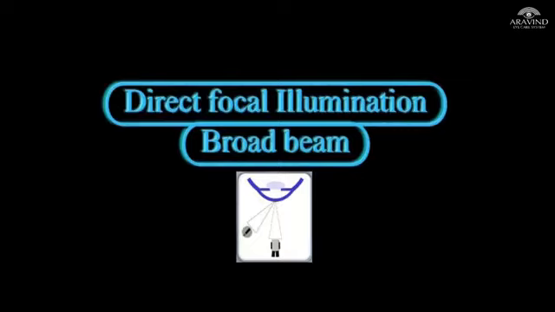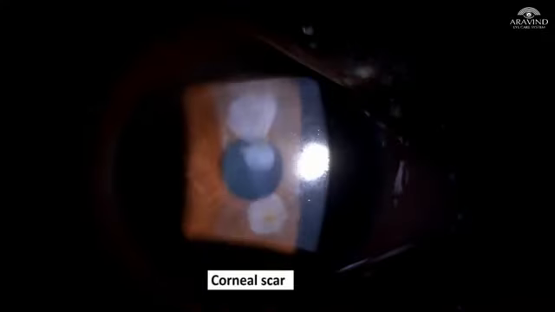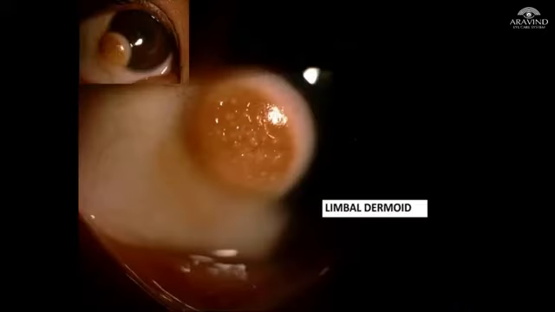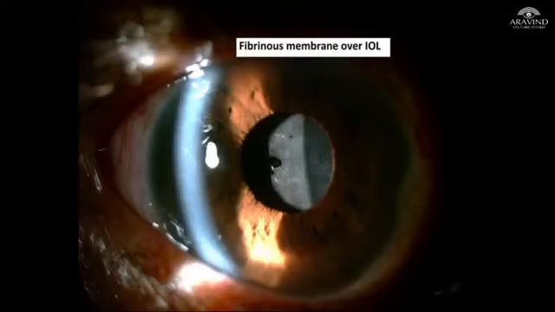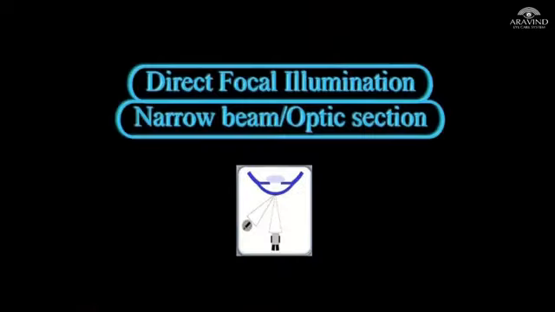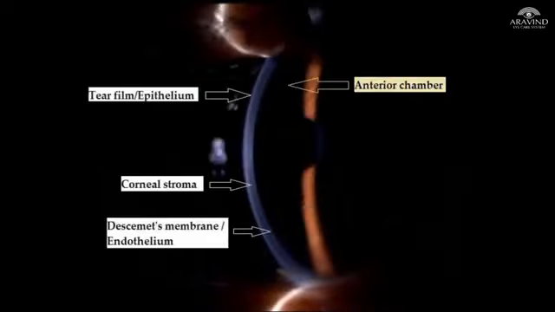Moving on to direct or focal illumination, a broad beam of low magnification is chosen first to search for an abnormality like corneal scar, limbal dermoid, fibrinous membrane over the intraocular lens, while a narrow beam or optical section is used to investigate in detail the precise depth of an abnormality.